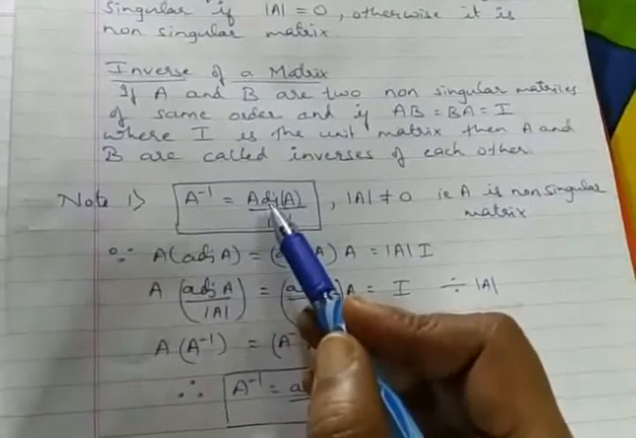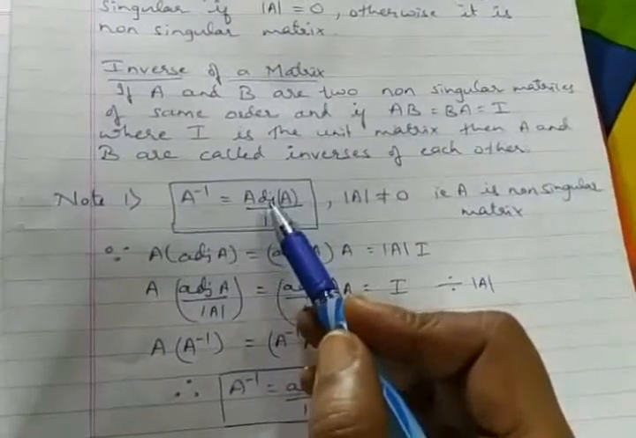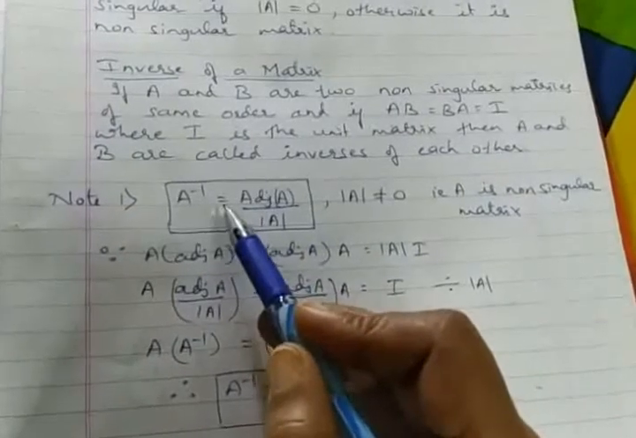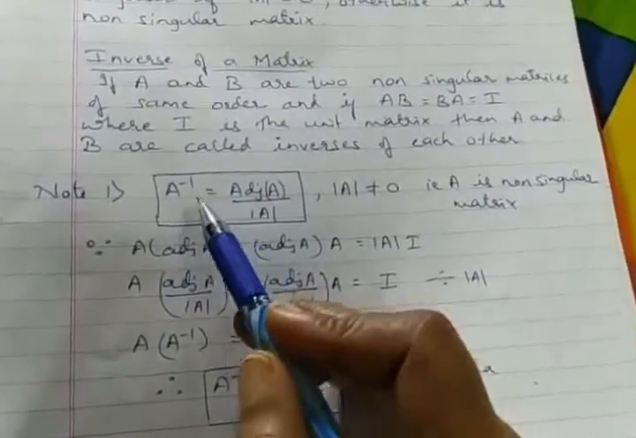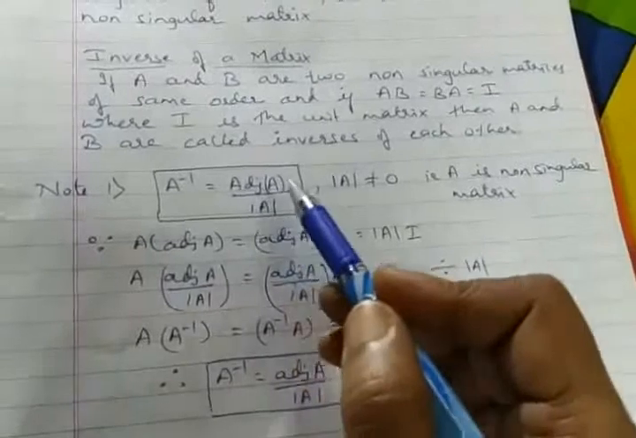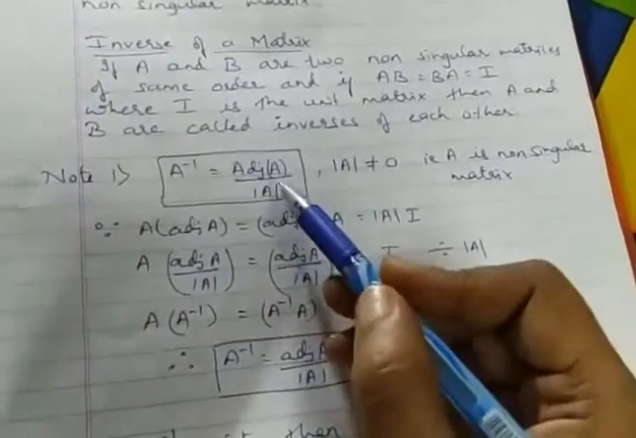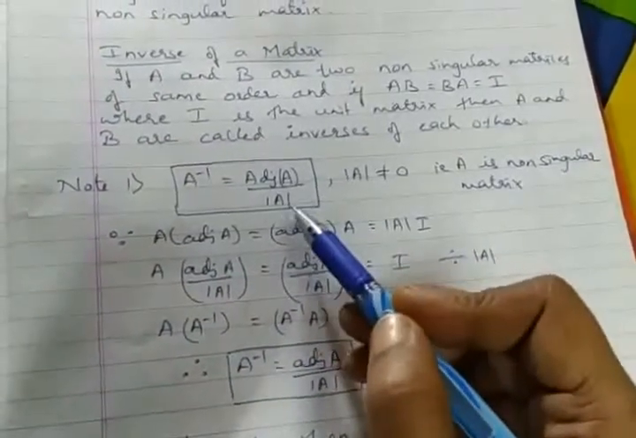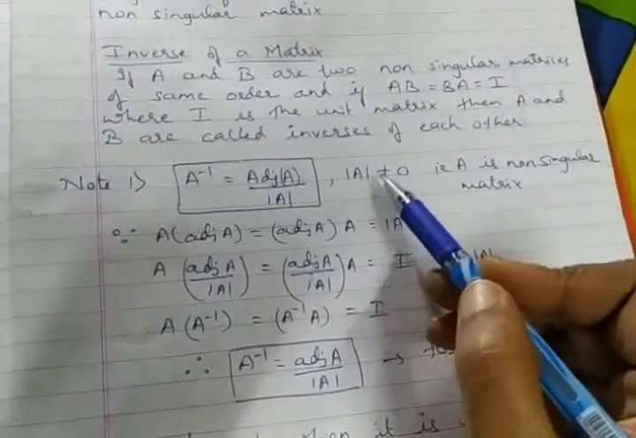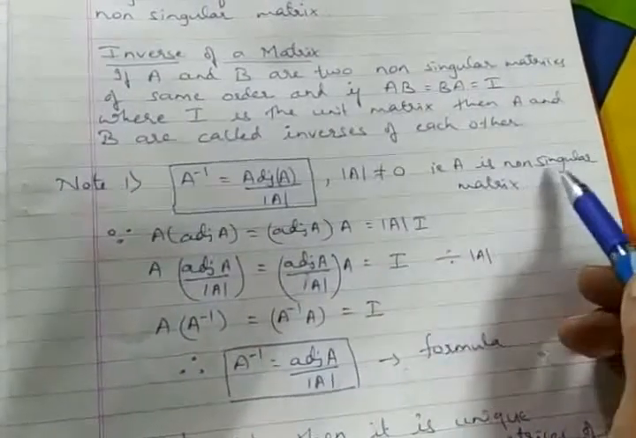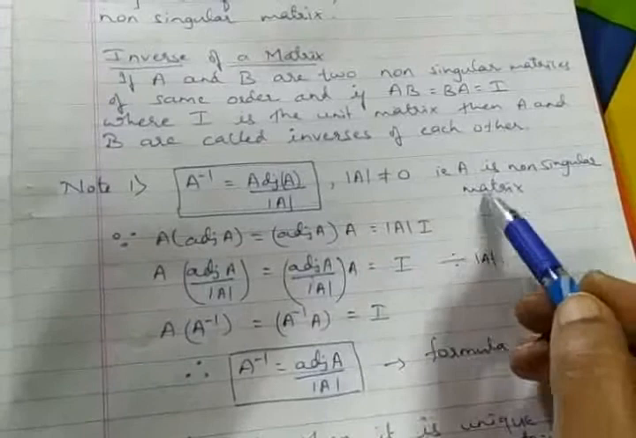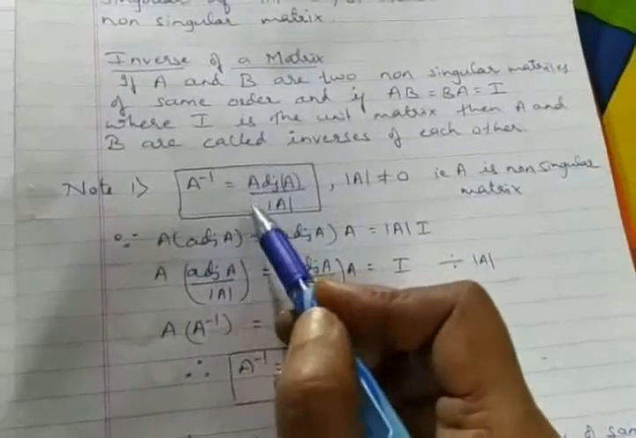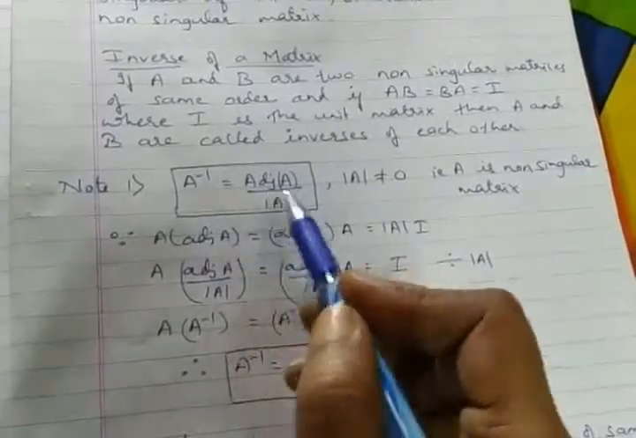Why? Because in the previous chapter on matrices you came across A inverse by elementary operation. But this time we are learning the formula straight away, and we will prove the formula shortly. We have adjoint of A upon determinant value of A, but a condition applies. The determinant value should not be equal to 0, that is, A is a non-singular matrix. Then and only then is this formula applicable. I should say A inverse exists.